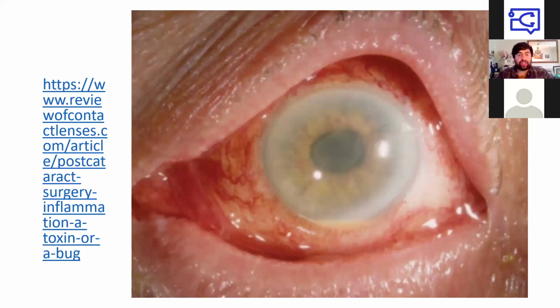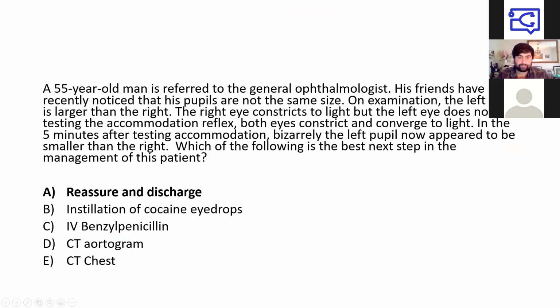And this is a nice picture again from this link that shows a patient with endophthalmitis. You can see the eye is diffusely red. And you can see here at the inferior aspect of the iris, you can see this small white collection, and that's called a hypopyon. Next question.